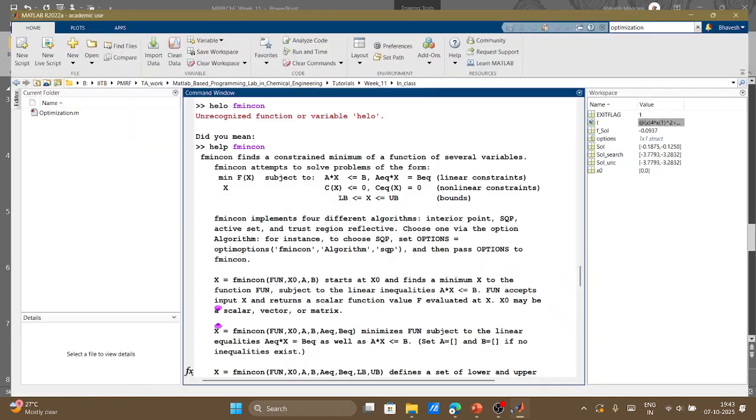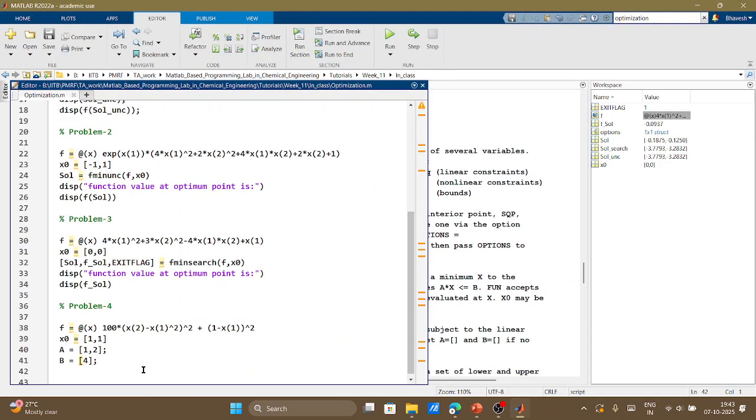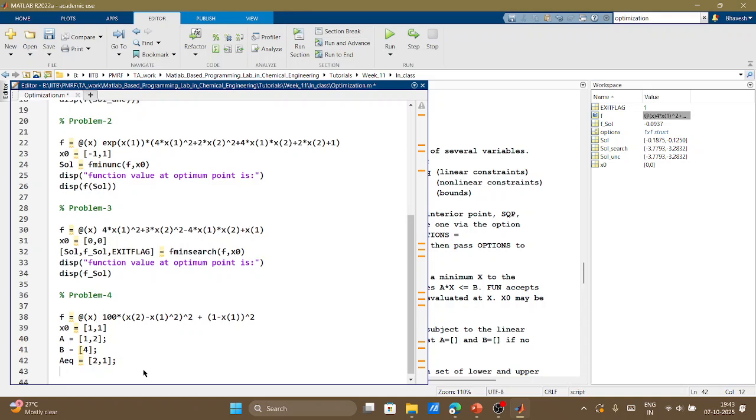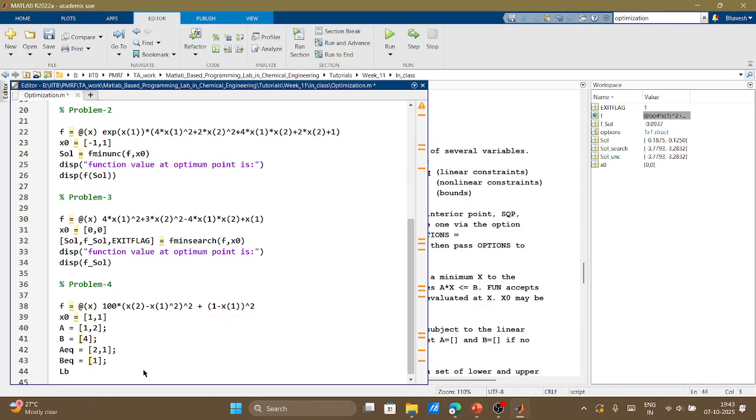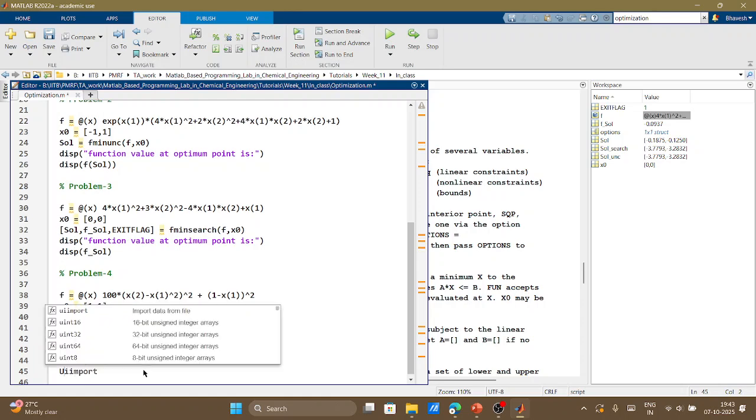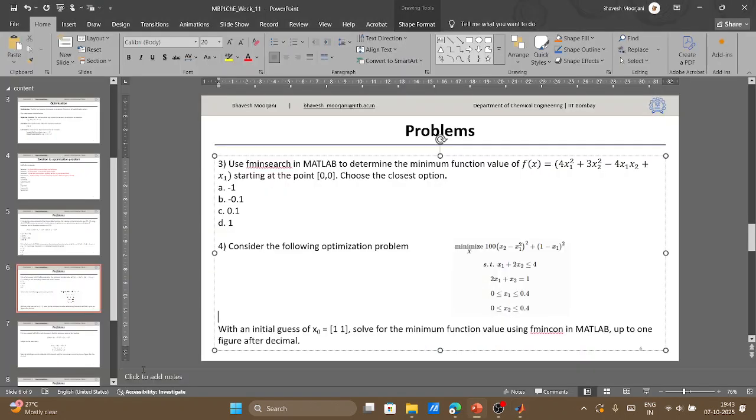Now 2 times x1 plus x2. For the equality constraint, I have Aeq equal to 2 comma 1, and Beq is given as 1. Then the lower bound. For the lower bound of x1 and x2, it's 0 comma 0. The upper bound is given as 0.4.